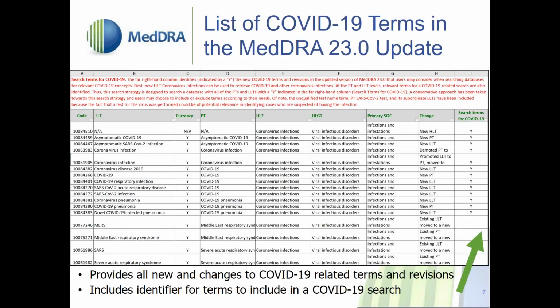Column I is very important to notice. We have some terms flagged with a Y. This helps identify terms for a COVID-19 search strategy if you're pressed to produce one internally. Because we don't have a dedicated COVID-19 SMQ yet, we felt this would help users to flag terms and sort of use these terms for their internal COVID-19 search strategy. Of course, users can use it to include or exclude the terms according to their needs. As well, you can look at the HLT coronavirus infections if you want for your search.